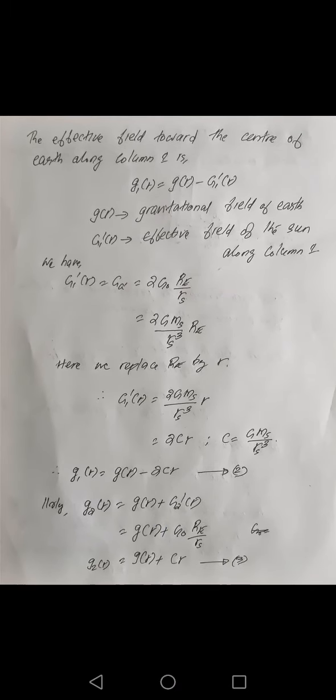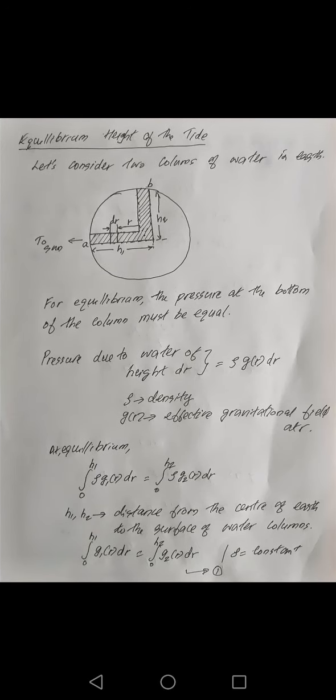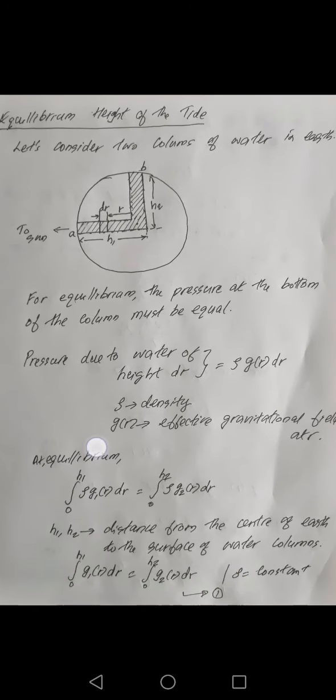What is g2 prime? It is like gb prime, so it was g0 into re by rs. Then replacing c as G Ms by rs cube, you will get g2 of r is equal to g of r plus cr. These are the two equations. Then we will substitute back in the equation.